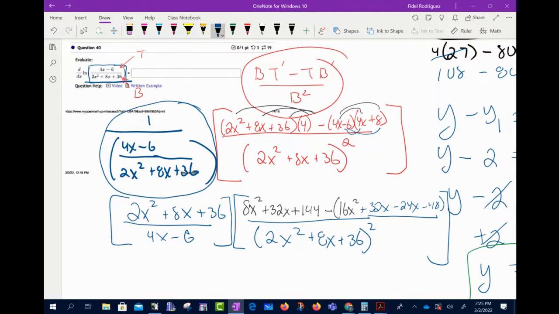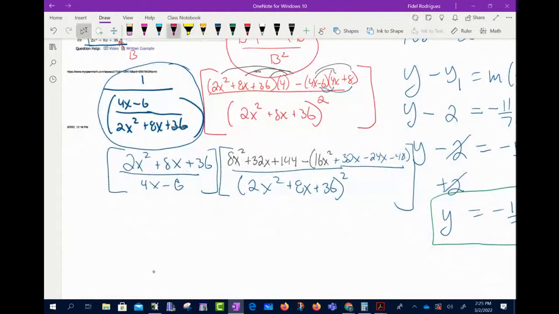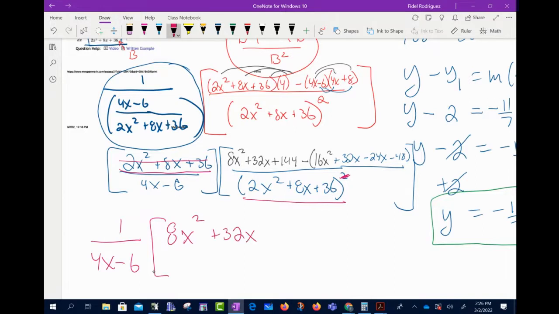Okay. Guys, as I keep going here, do you all notice that this 2x squared plus 8x plus 36, if there's two of them on the bottom and there's one of them on the top, wouldn't this guy here cancel with one of those? Right? So we can at least fix that. Now I have a 1 over a 4x minus 6. I'm going to leave this 8x squared alone. I'm going to leave that 32x and the 144 alone. And I'm going to go ahead and distribute my minus sign.